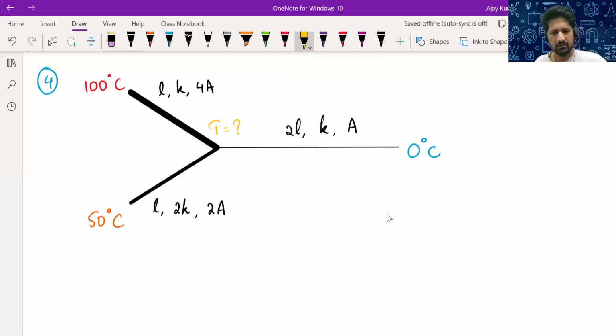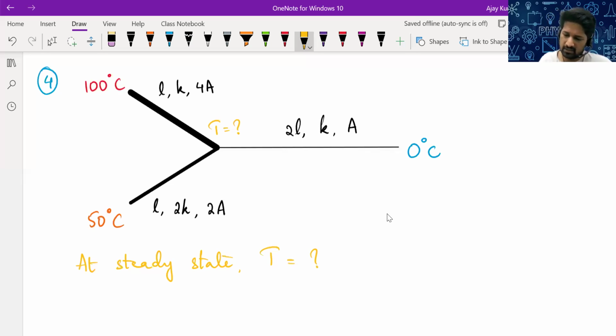Lengths and conductivities are all given, and you are told that steady state has been established. So at steady state, how much is the temperature of the junction? What does steady state mean? Inflow should be equal to outflow, meaning the temperature of a particular layer has become constant. So inflow should be equal to outflow.